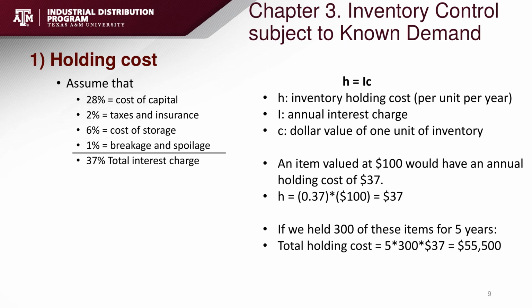If you held 300 of these items for 5 years, the total cost would be 5 times 300 times 37, which is $55,500. You can also say if you buy something for $100 and keep it in inventory for 1 year, next year the cost of this item is basically $137, not $100 anymore.